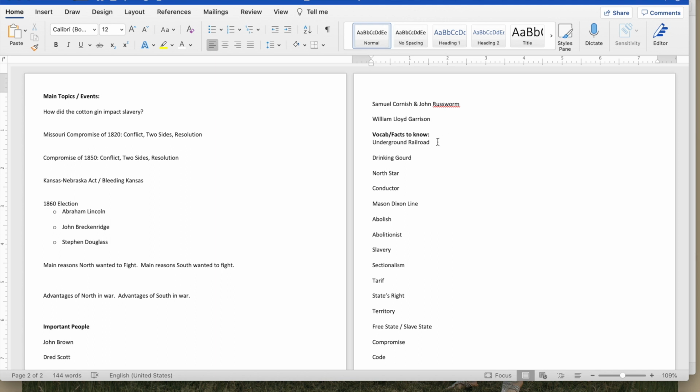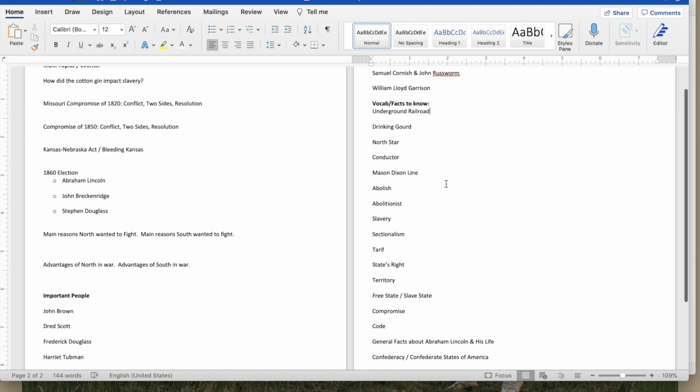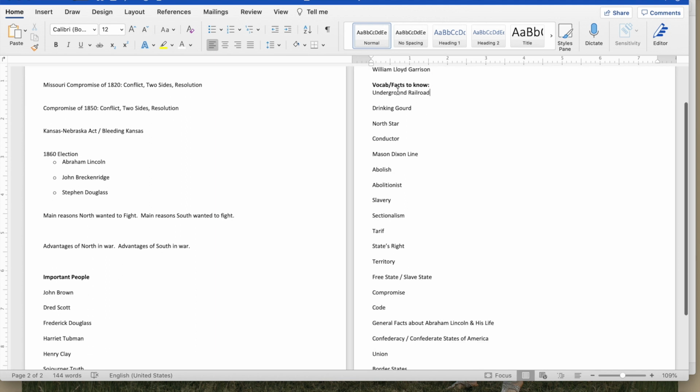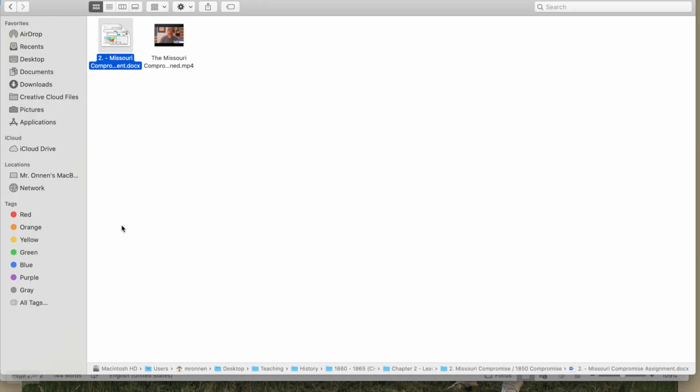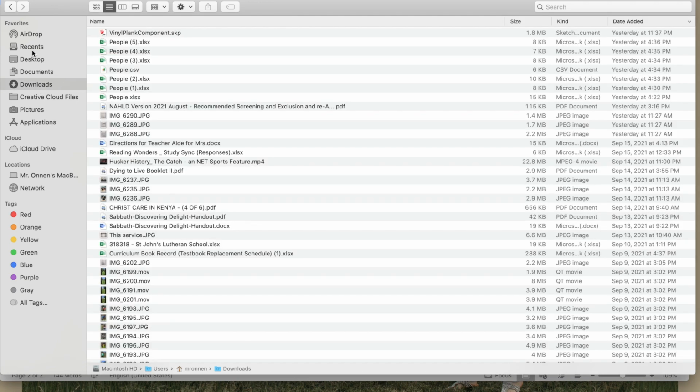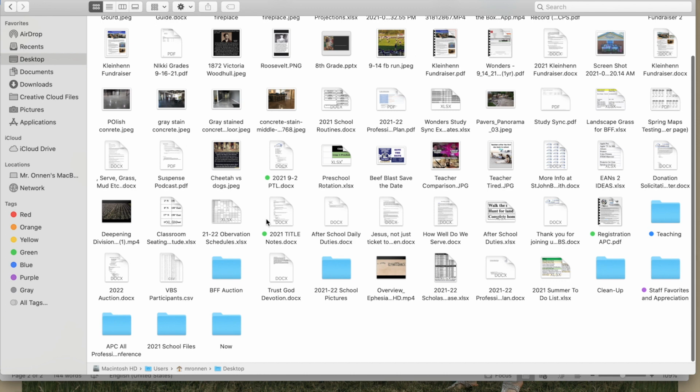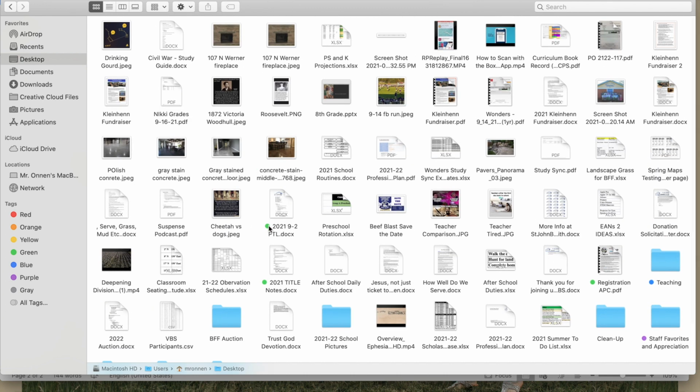Underground Railroad, probably should know that. Just a system to help slaves escape. It wasn't really underground. It wasn't really a railroad. It was just a way to transport slaves up north secretly. The Drinking Gourd. I just downloaded a picture of this. I'm not sure where it ended up, though, so we could go on a little hunt to try to find my Drinking Gourd picture. The Drinking Gourd, though, is the Big Dipper.